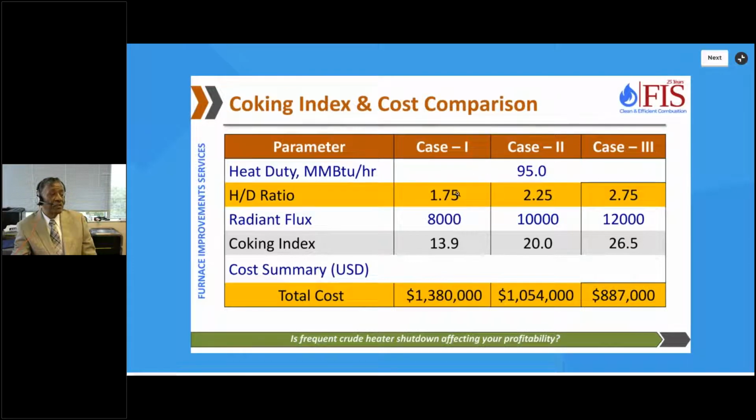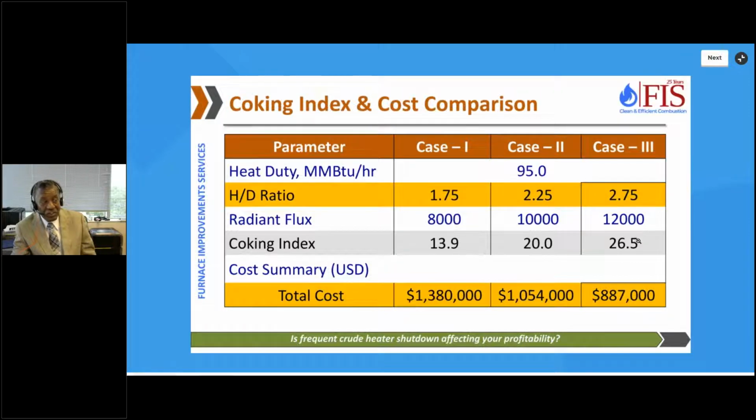If you look at this heater, this one has a coking index of 13, and this one has a coking index of 26. What it means is this heater will coke at twice the rate. If it's 26, this will be coking. If this cokes in 3 years, this will coke in 18 months. Or if this cokes in 4 years, this will coke in 2 years.